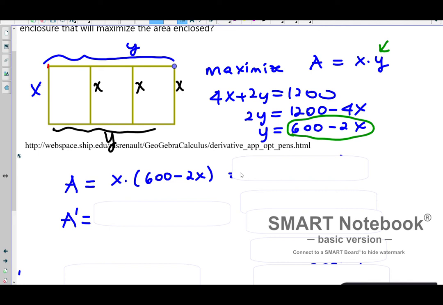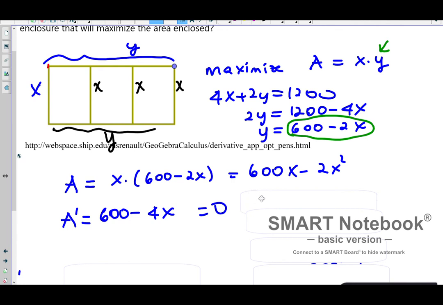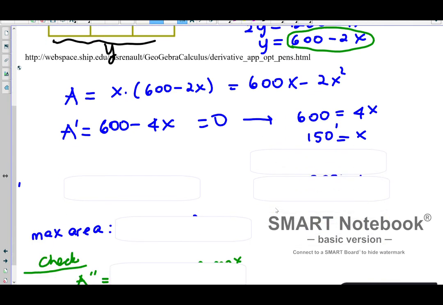So x times 600 is 600x. And then x times minus 2x is minus 2x squared. And at this point, we're ready to take the derivative. The derivative of this will be 600 minus 4x, and set that equal to 0. So I'm going to add 4x to both sides and divide by 4 to solve for x. So 600 equals 4x, x equals 600 over 4, or 150.